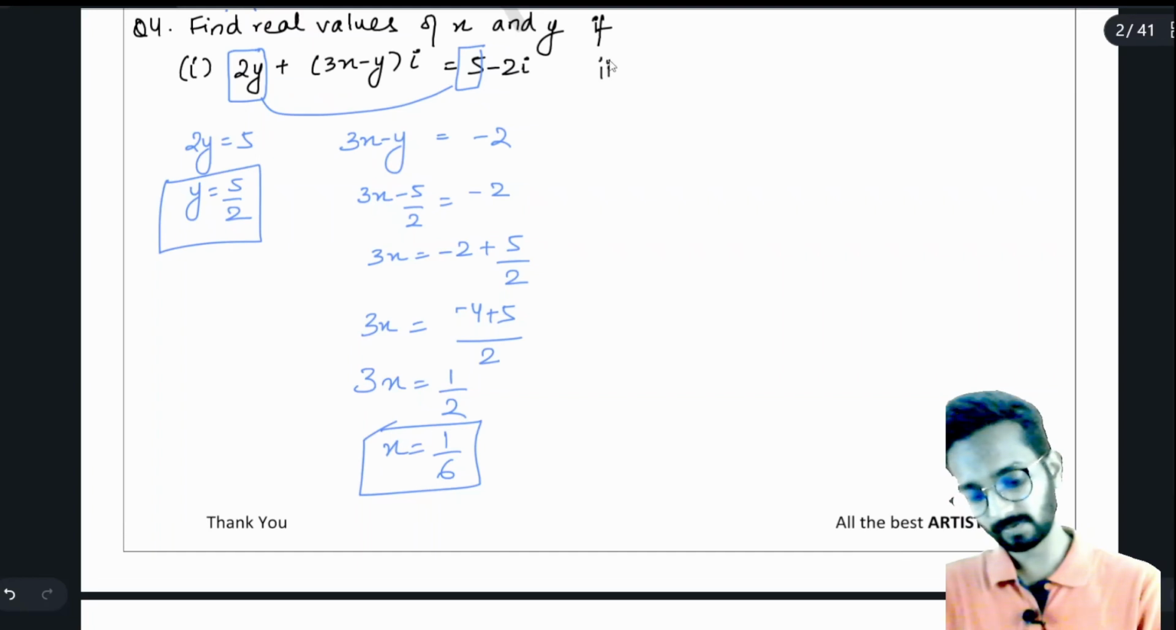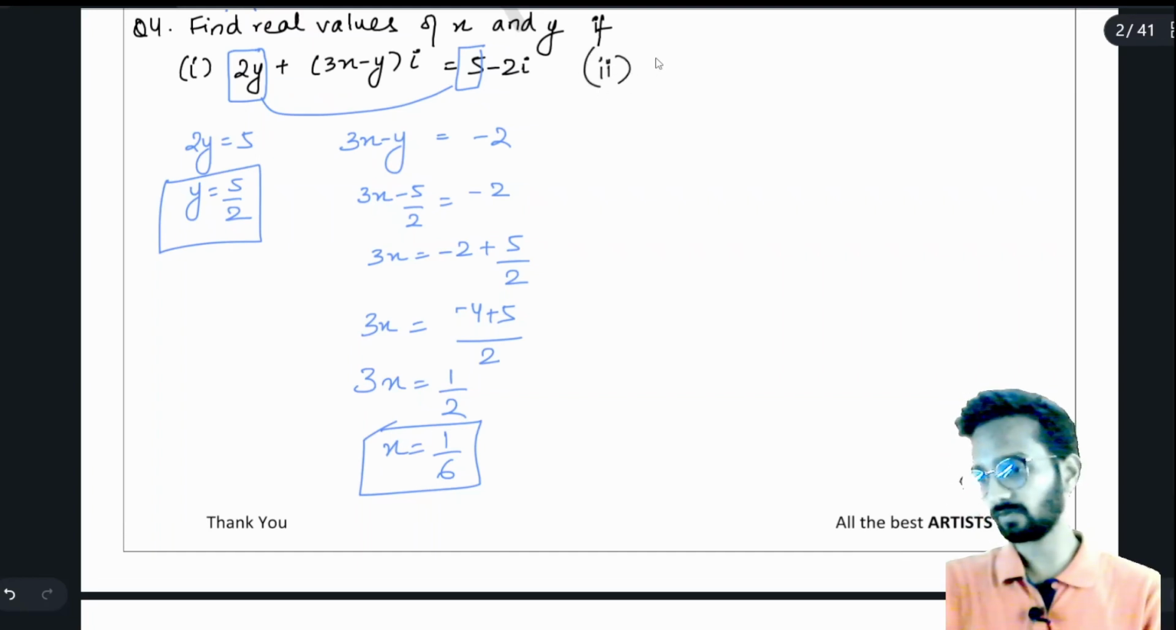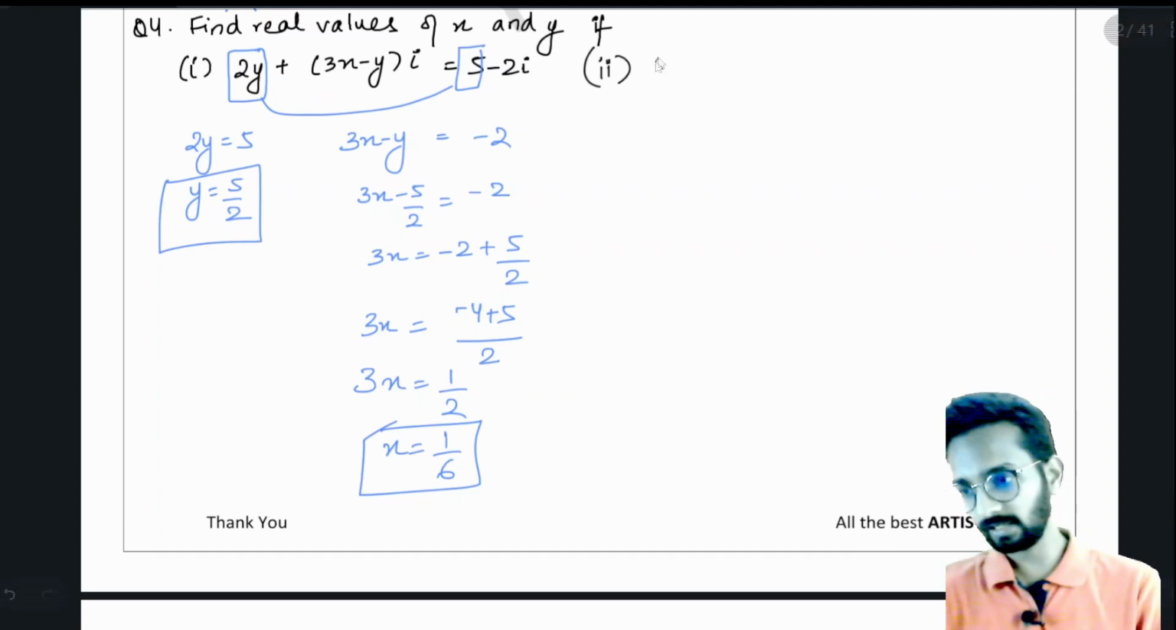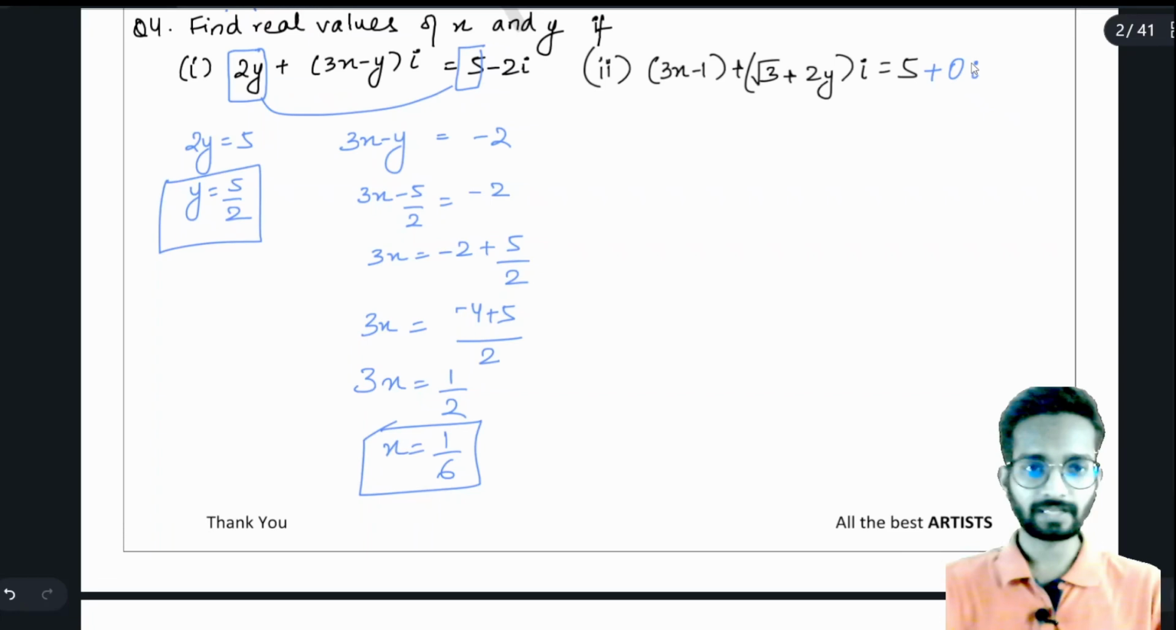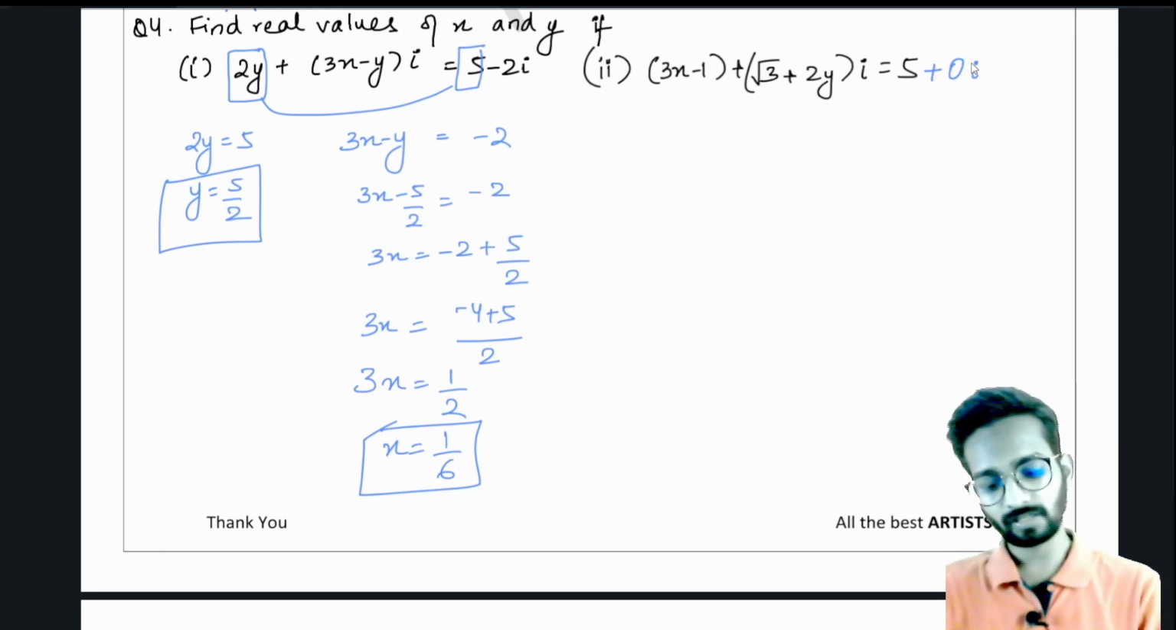Next part given here is, be very careful, it is given 3x minus 1 plus root 3 plus 2y i is equal to 5. See now, if it is given 5 here, so I can say it is 5 plus 0i. It is the same, it will become 0 only. Just for our purpose I have written 0i. Okay. Now let's understand. It means 3x minus 1 is nothing but 5.